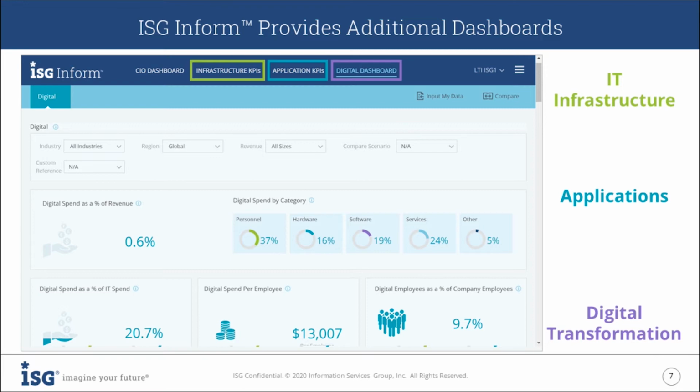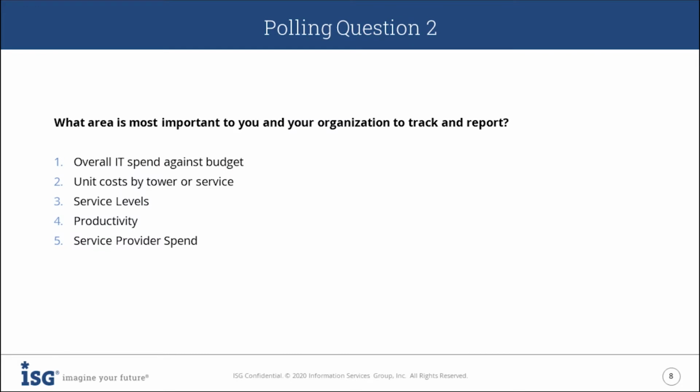So now, Jillian, we have another polling question that we wanted to get to. And so I'll hand it back to you. Thank you very much. I am sending that to the audience now. Again, you will hear an alert when it does pop up on your screen. And this question is, what area is most important to you and your organization to track and report? And there are several answers to choose from.